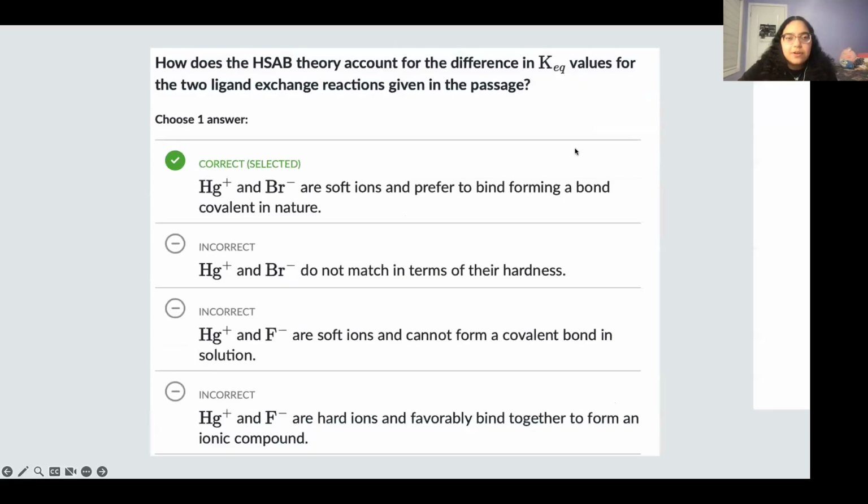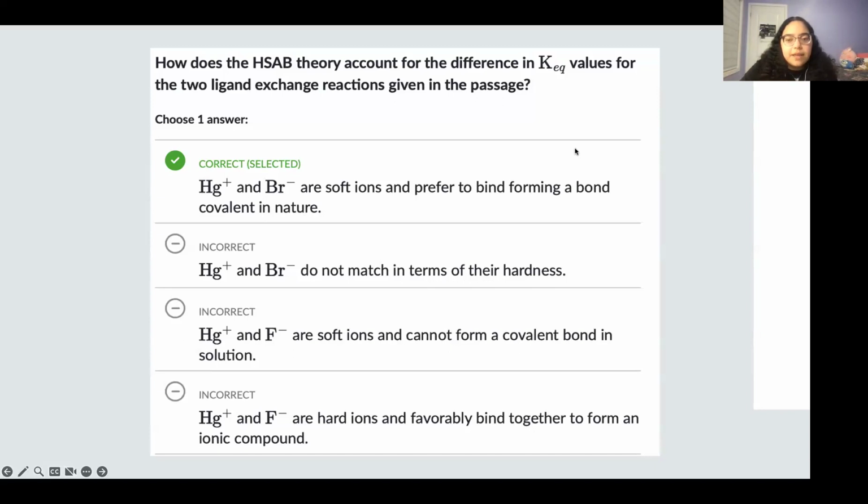And then for the last question here, it was that Hg+ and Br- are soft ions. A small Keq indicates the reverse reaction is favorable, and a large Keq will indicate the forward reaction is favorable. So we know that the complex ion won't bind with F- because it's a small Keq, but it would prefer to bind with Br-.